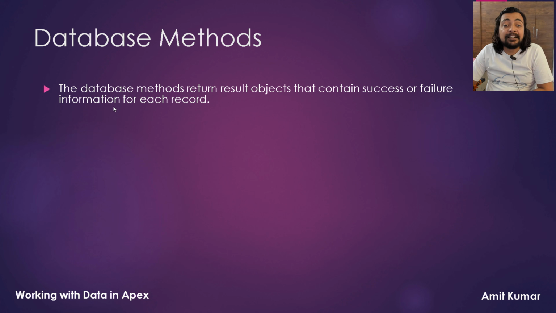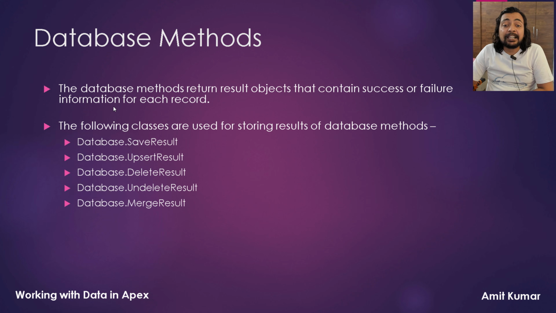The database methods return result objects that contain success or failure information for each record. The following classes are used for storing results of database methods. For example, Database.SaveResult is used when we are performing insert or update operation. Database.UpsertResult is used with upsert operation. Database.DeleteResult is used with delete operation. Database.UndeleteResult is used with undelete operation, and Database.MergeResult is used with merge operation.